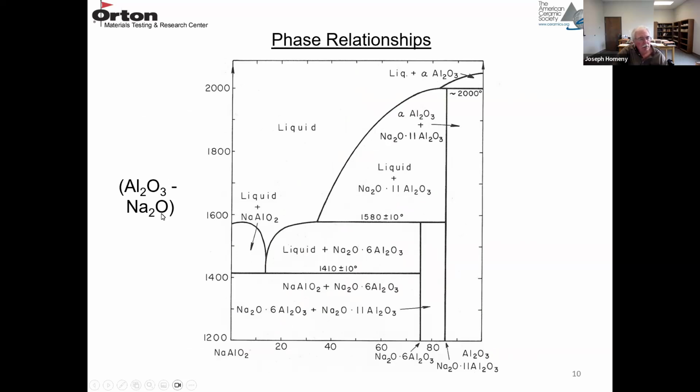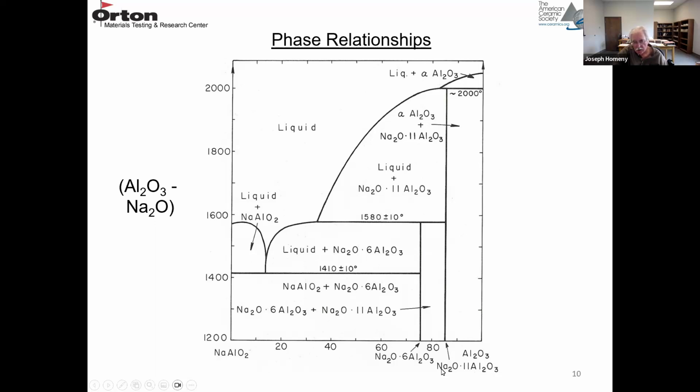This is the alumina Na2O phase diagram. I showed this one before. This is 100% alumina on the right-hand side. On the left-hand side is NaAlO2. So about 85% and higher alumina, you're in this phase field, alpha alumina and beta alumina, and it melts at 2000 degrees C. So it's a high temperature material.